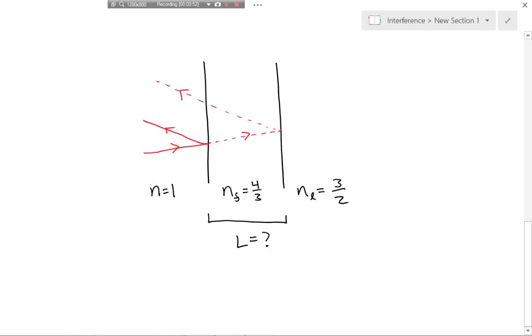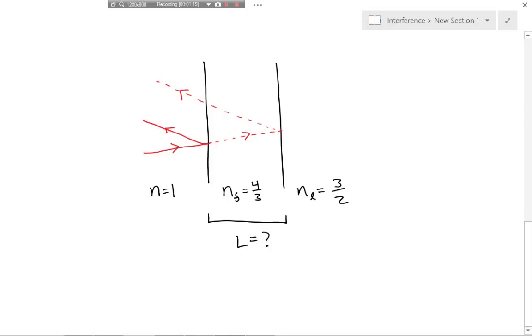So if we look at these three indices of refraction, our index of refraction is initially in air, so it's 1, and it's going to travel into a film, which has an index of refraction of 4/3, so that's 1.3, and then finally, the lens has an index of refraction of 1.5. So if we look at these three indices of refraction, 1, 1.3, and 1.5, we can see that they are in order of increasing indices of refraction.